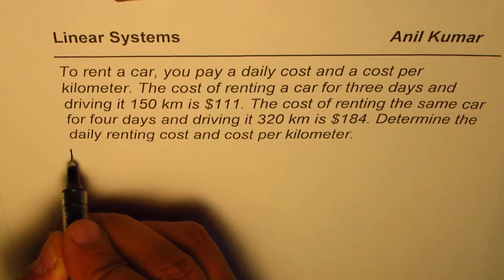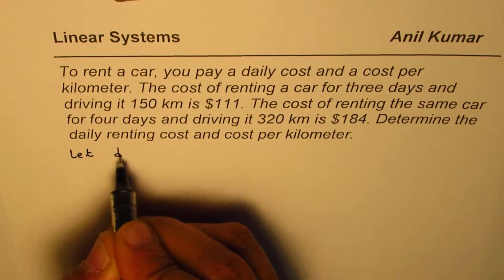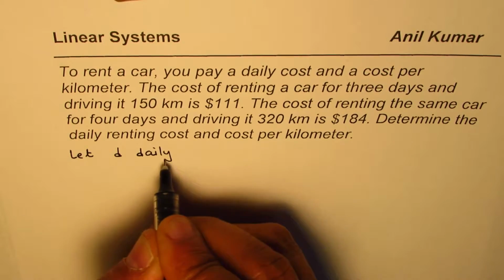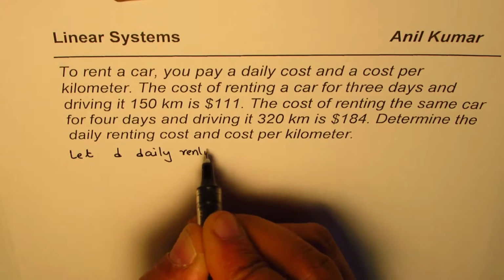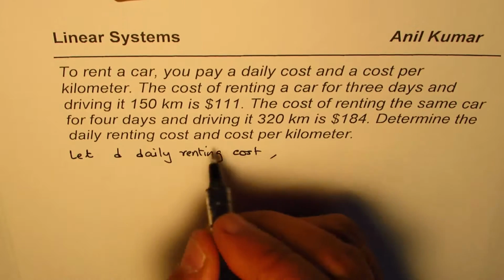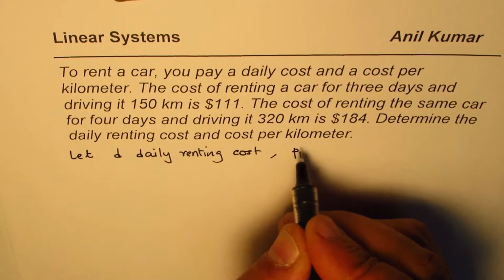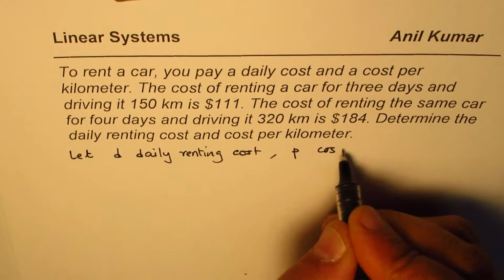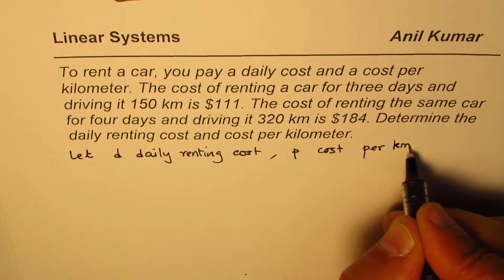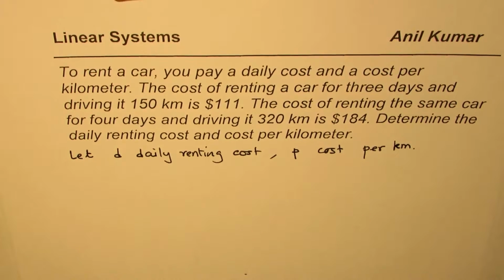So let D be the daily renting cost, and let p be the cost per kilometer. Okay, so these are the variables for us. Now let's write down the equations.